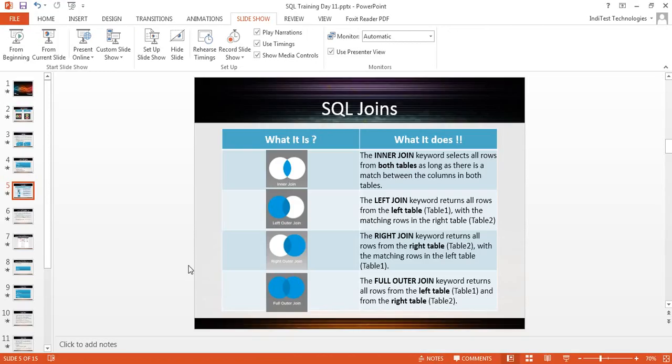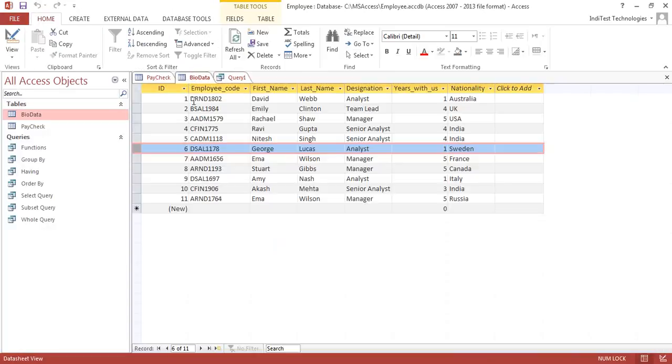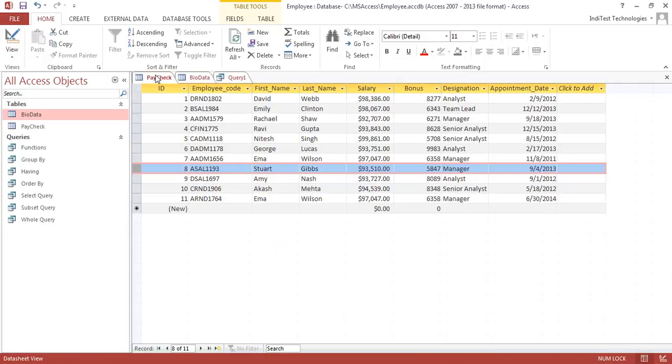And if you look again at the kind of results we might expect, the left join is going to give me the rows which are common to both of these tables, and only those rows which are specific to the left table only. So let's look at these two scenarios one by one. Let's first identify what are the common rows between these two tables. So we go on to the biodata data set, and we also go on to the paycheck data set.